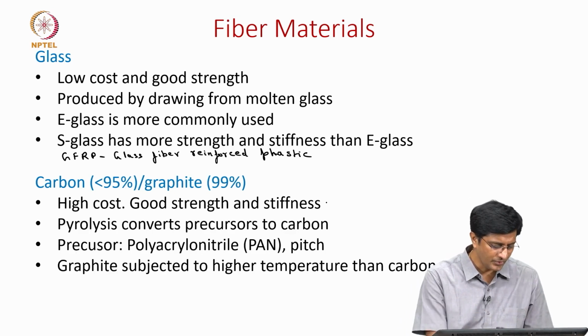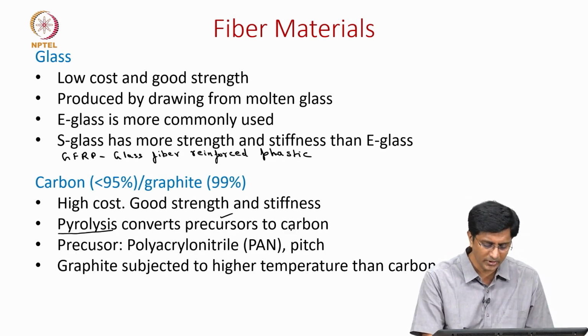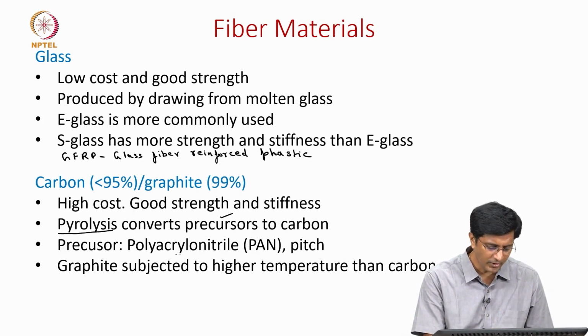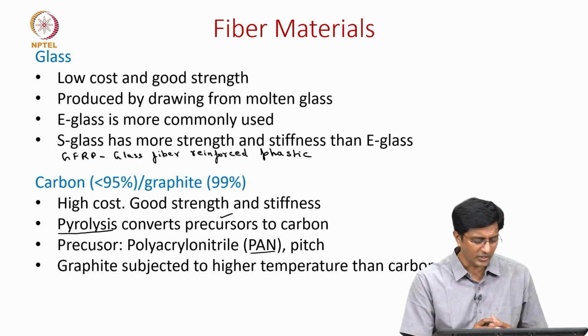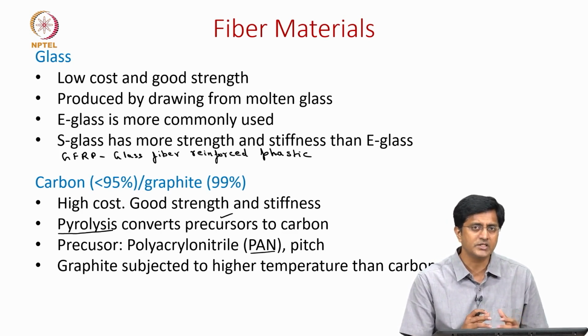The way it is produced is by pyrolysis, where it converts the precursors or the raw material into carbon. The various precursors used in the industry are polyacrylonitrile, which we in short call PAN, and pitch. The difference between graphite and carbon is that graphite is subjected to very high temperatures to get a high concentration of carbon. Later we will see how the carbon properties compare with glass in a few minutes.